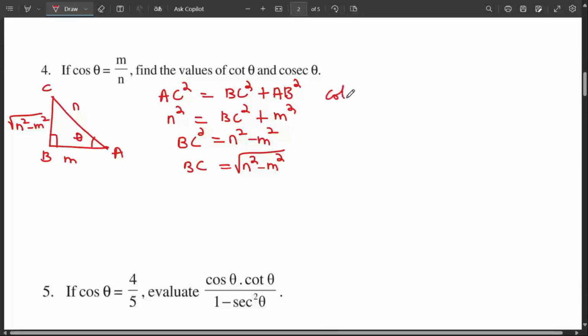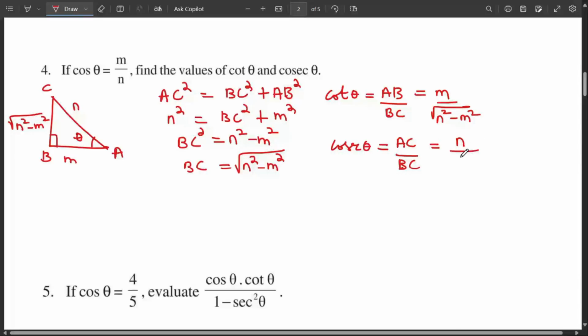So cot theta is equal to the adjacent side AB divided by the opposite side BC. AB is equal to m, BC is equal to square root of n square minus m square. Then cosecant theta is equal to the hypotenuse AC divided by the opposite side BC. AC is equal to n, BC is equal to square root of n square minus m square.